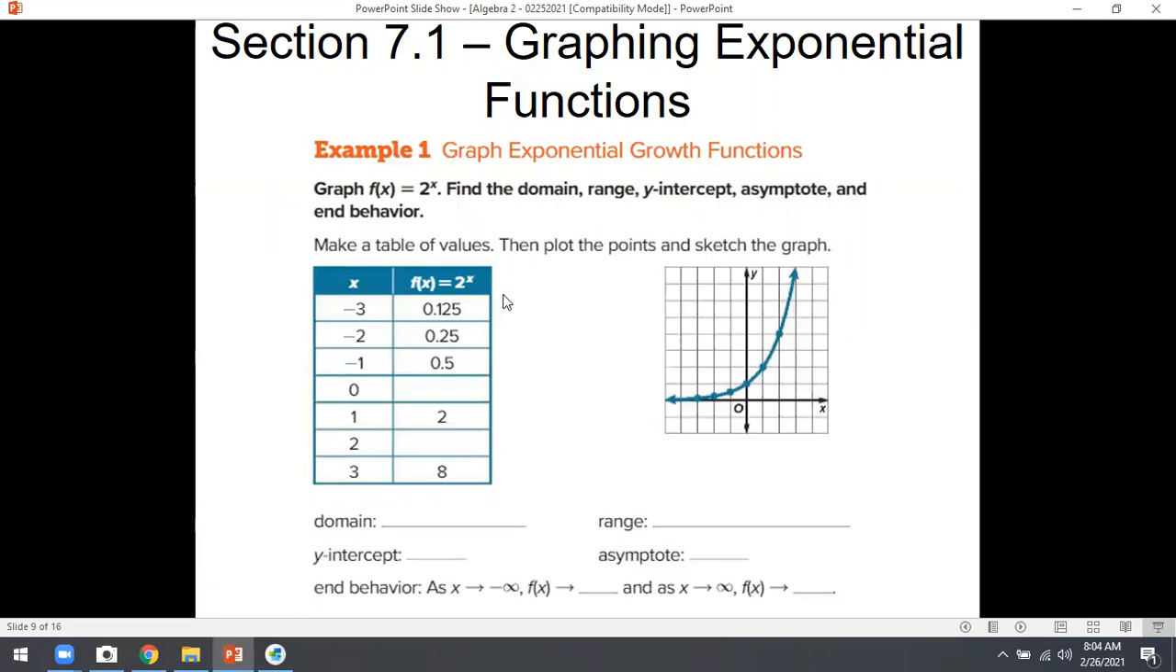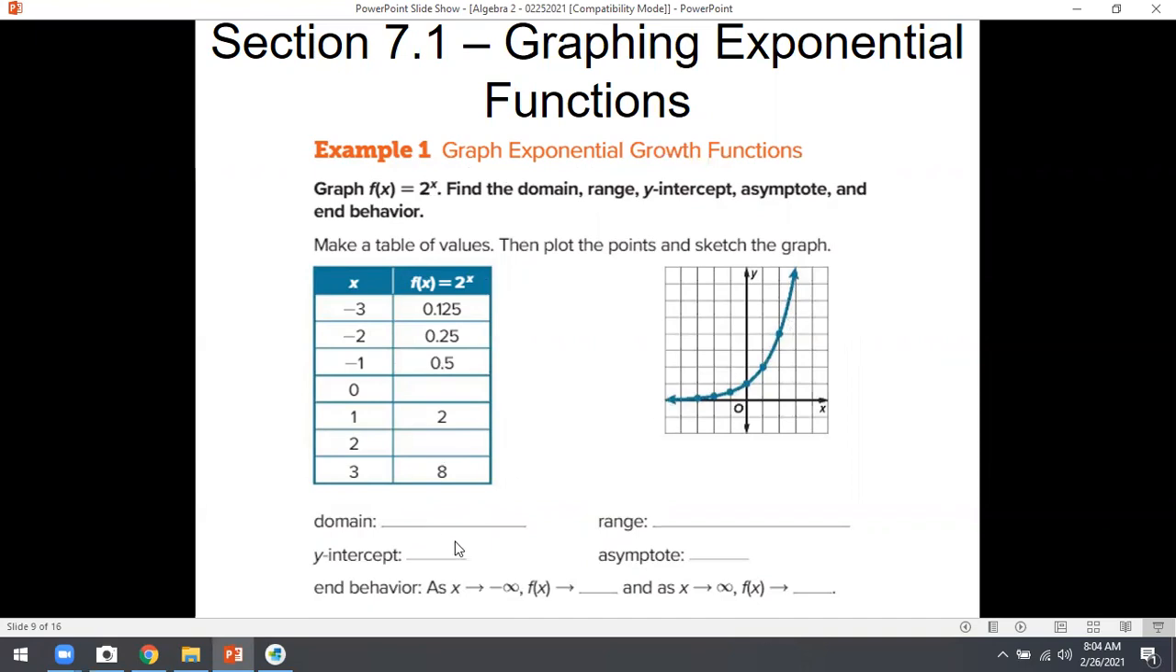Graph 2 to the x. Well, we kind of just did that. Doubles every time. You're welcome to make a table if you want. I don't think you really need to. You should know that the base here, 2, is more than 1, right? So it will grow. That's what exponential growth is. It gets bigger and bigger and bigger. And if you want to make a table, be my guest.